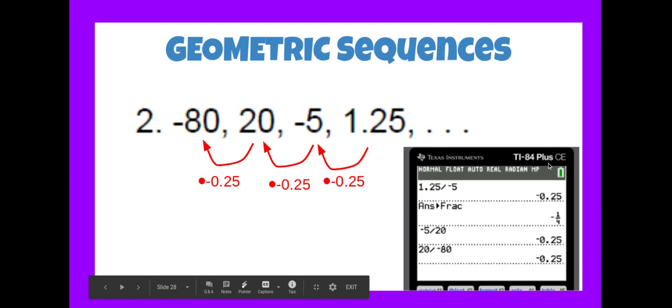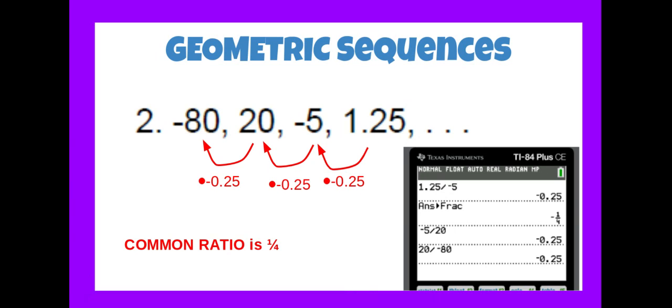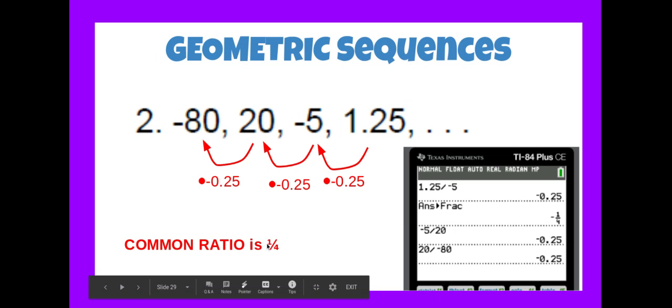-0.25. Now again, when we write it as our common ratio, it's supposed to be negative 1/4. So make sure you change that to a negative 1/4. That is the number that we're going to need to use. We're not using the decimal, we're using the fraction form.